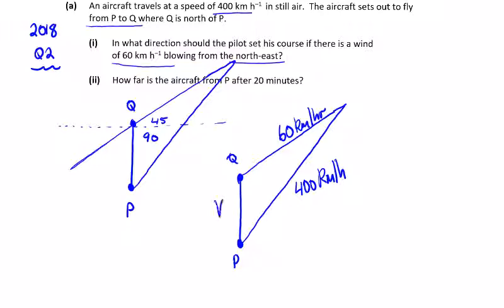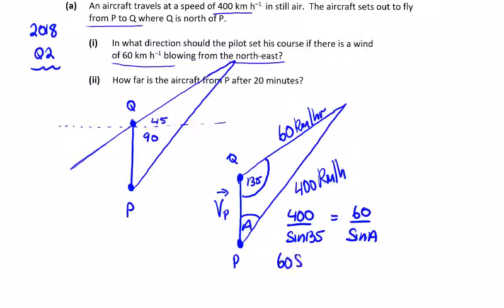So this is the velocity of the plane, the actual speed that it's traveling at. So we have this angle here is 135. We have enough information here with the sine rule to get the other angles. So 400 over sine 135 is equal to 60 over this angle here, we'll call it A.